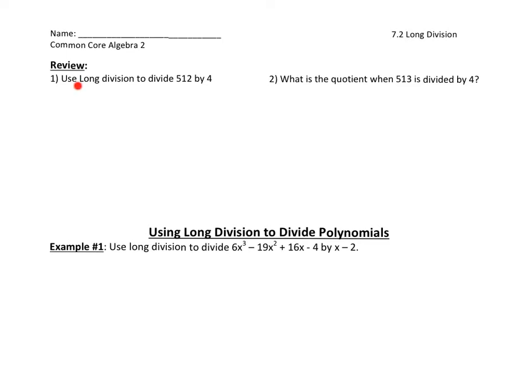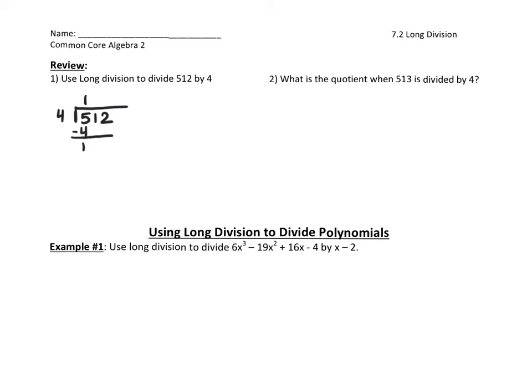So if I ask you to use long division to divide 512 by 4, what would you do? Well, we would put the 4 on the outside and the 512 on the inside. And to divide, you always start with the outside number and the first number. So you'd say, okay, how many times does 4 go into 5? You'd say 1 time. Then you'd multiply 1 times 4, and that gives you 4. You put it underneath there and you subtract. 5 minus 4 gives me 1.